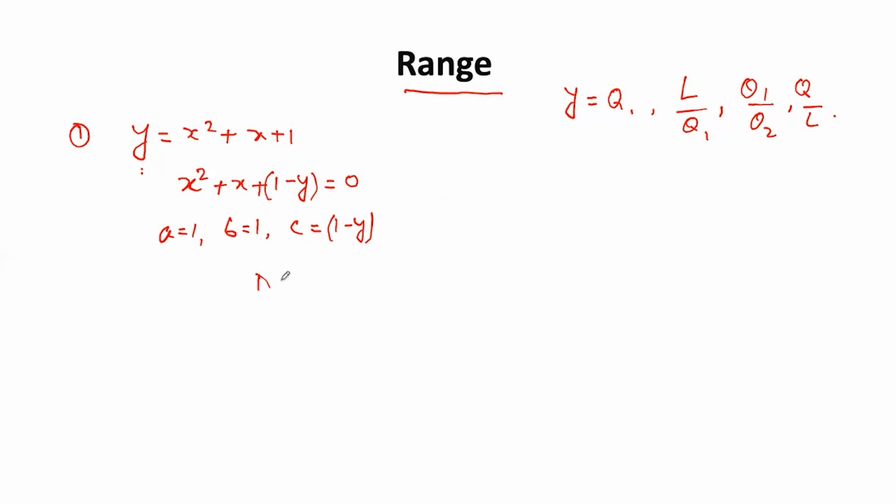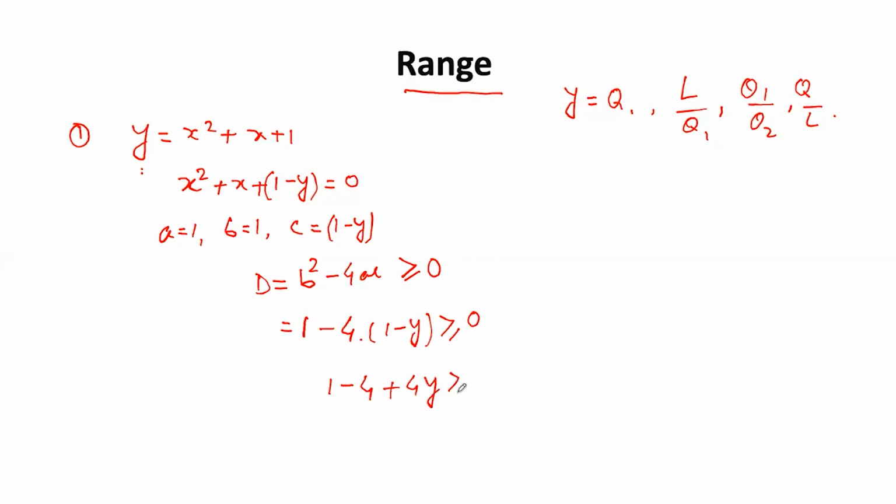Now, we know that the discriminant D, meaning b square minus 4ac, is always greater than or equal to 0, right? b square is 1, minus 4ac, greater than or equal to 0. 1 minus 4 plus 4y greater than or equal to 0, or y greater than or equal to 3 by 4. This sign is equal to also. So 3 by 4 to infinity. 3 by 4 is closed. Infinity is open. So y belongs to this.